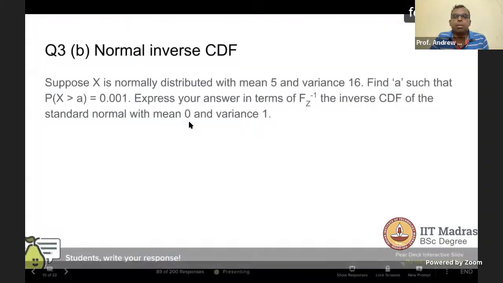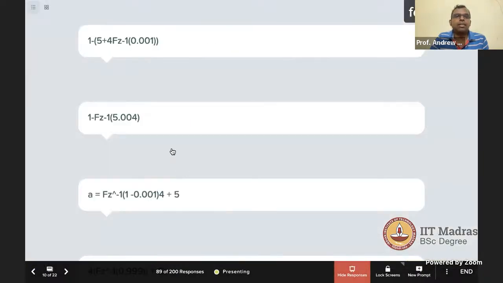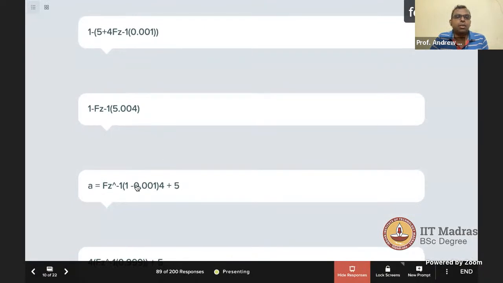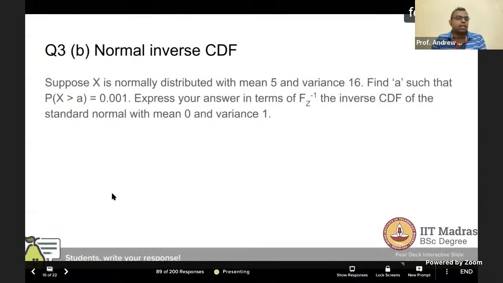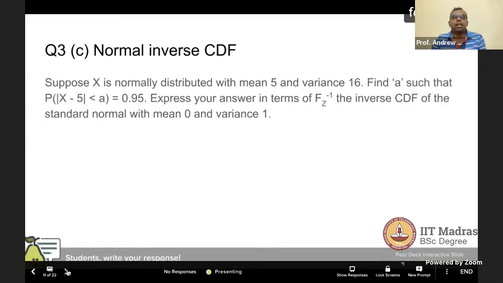Okay. So I think many people hopefully have got this answer right. Let me just see. So 1 minus 0.001, so it's correct. I think this is the correct answer: 5 plus 4 times FZ inverse of 0.999. Watch out for that. It's not 0.001. Good. So at least these kind of problems, maybe people are agreeing, are not so trivial. Here's the next one. Try this one.